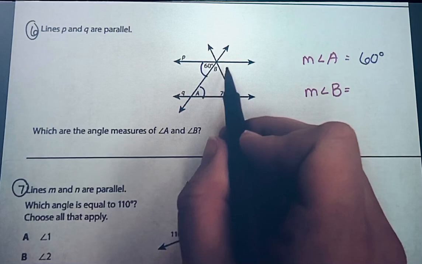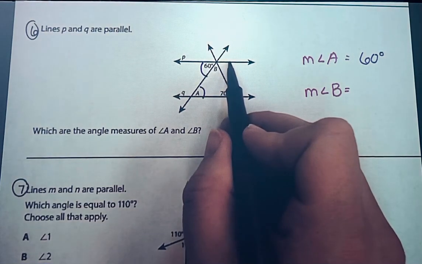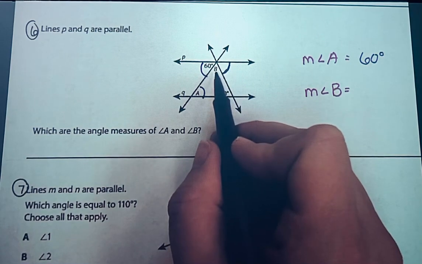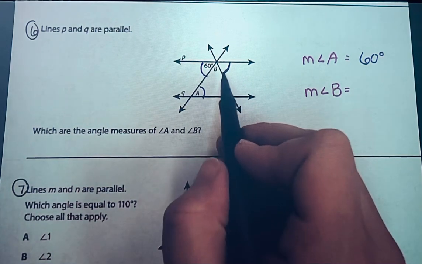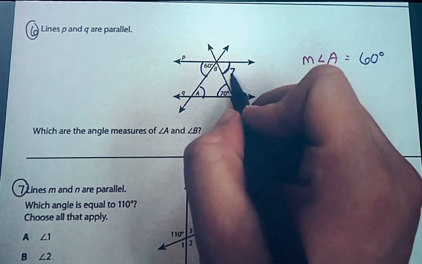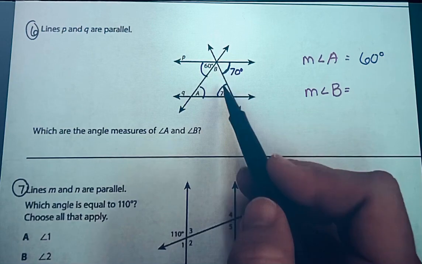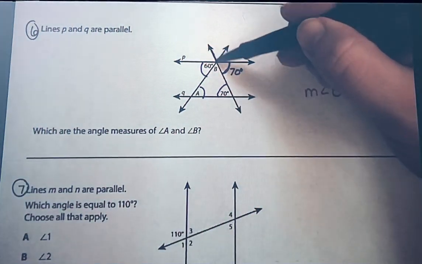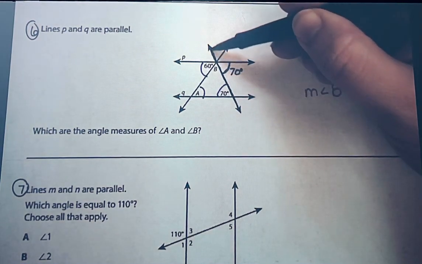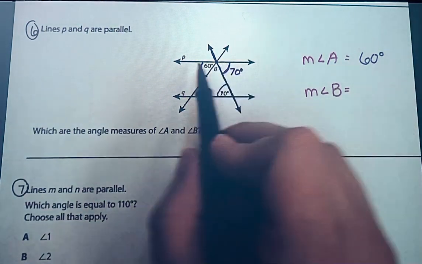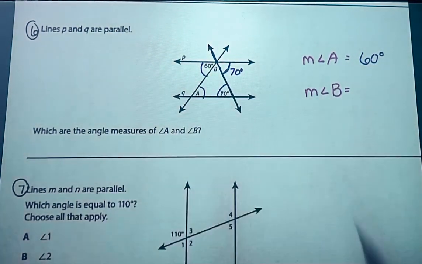And again, just like the last problem we worked, you have to find the measure of this piece before you can find B. The measure of this piece is going to be 70 degrees. Why is it 70 degrees? Because they're also alternate interior angles. And when I say alternate, I'm looking at the alternate side of this line. Alternate sides of the line and inside the parallel lines here. That's why it's alternate interior angles.